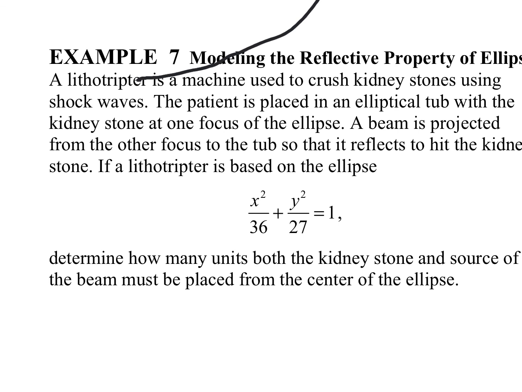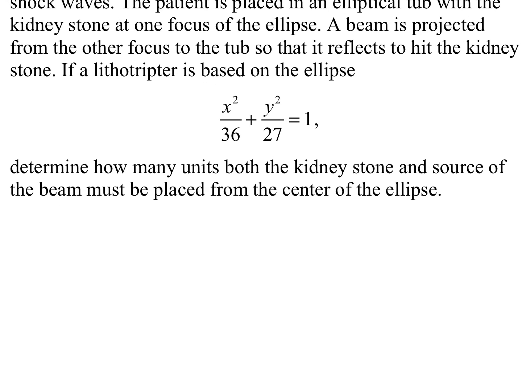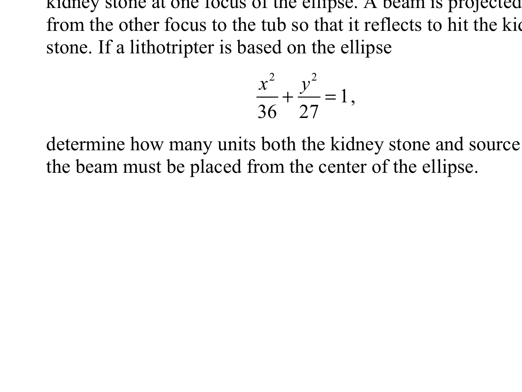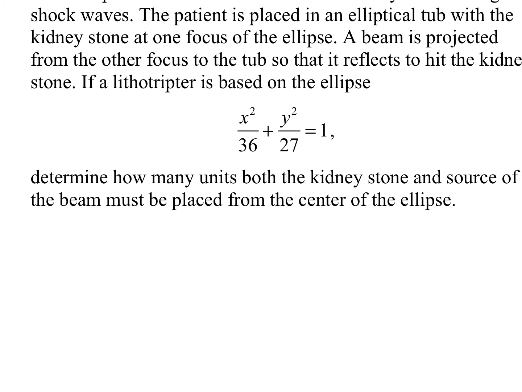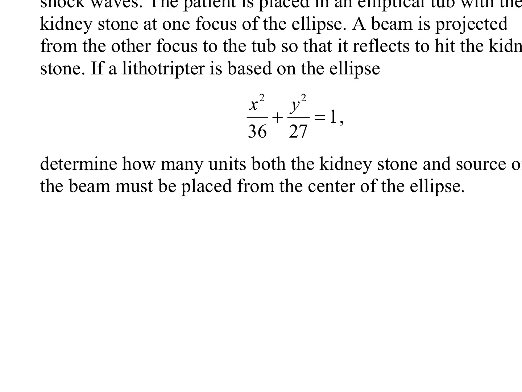If a lithotripter is based on the elliptical equation, determine how many units both the kidney stone and the source of the beam must be placed from the center of the ellipse. How many units both the kidney stone and the source of the beam must be placed from the center? Okay, because they're both foci, we're just looking for the focal points.